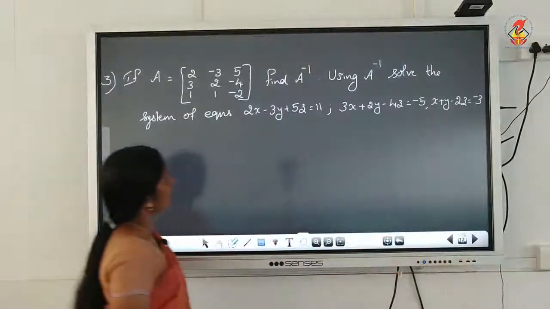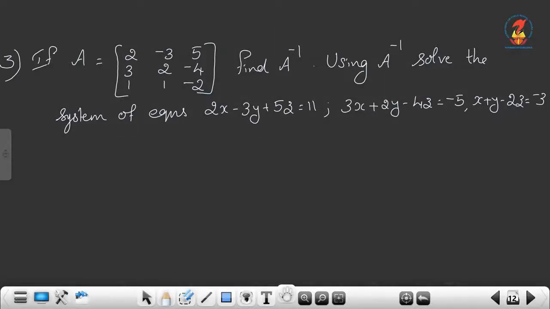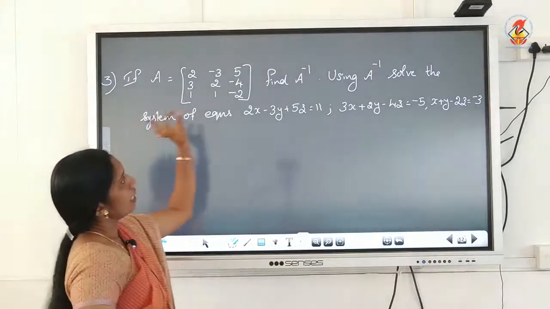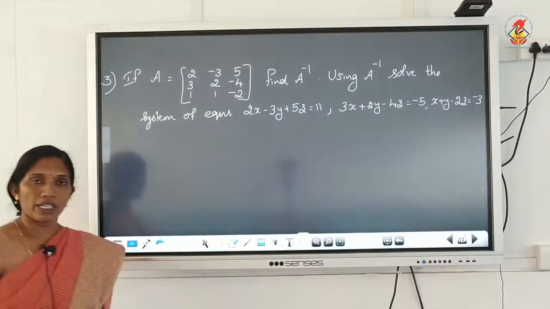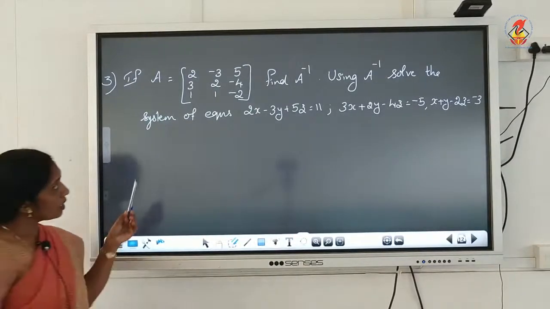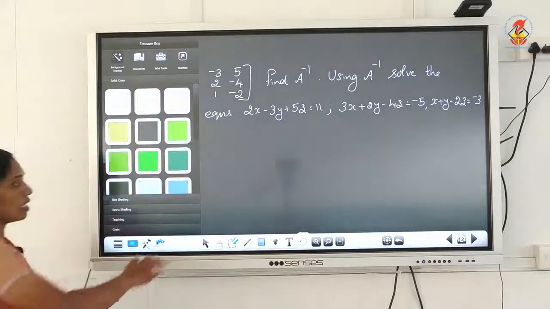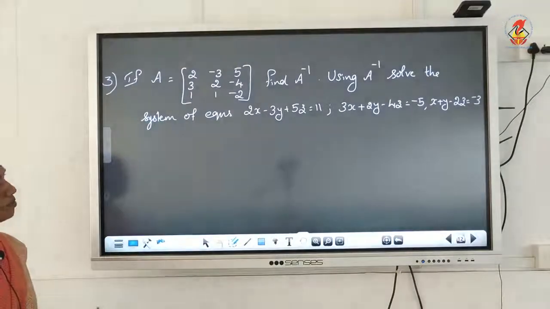Then next one, look at this question. A is equal to matrix 2 minus 3 5, 3 2 minus 4, 1 1 minus 2. Find A inverse. First step is find A inverse. Then using that A inverse solve the system of equations. 3 equations are given.